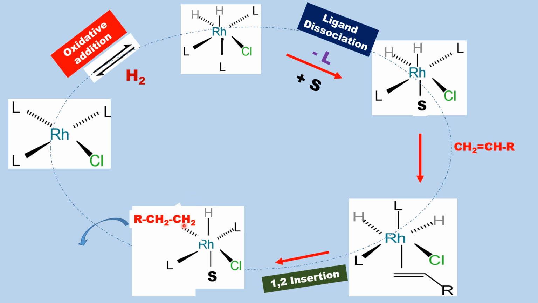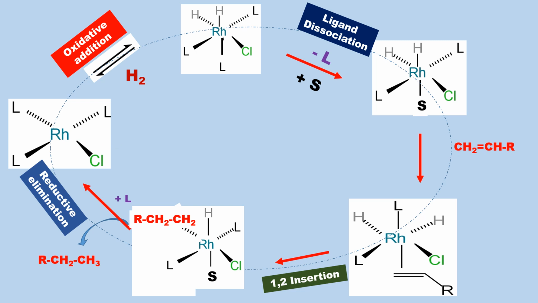In the next step, the alkane product is released. So it undergoes reductive elimination and also ligand association. Thus the rhodium Wilkinson catalyst is regenerated at the end of the reaction.